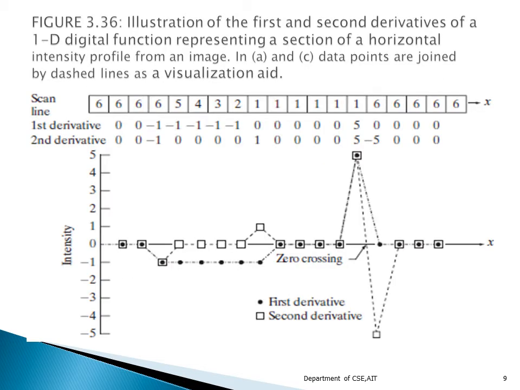Now we will see how for the second order derivative of one-dimensional digital function, we are going to get the output. The one-dimensional digital function what we have taken here is a section of the horizontal intensity profile from an image. That means the scan line what I have considered here is one row of information in an image. So image is nothing but it will be having multiple rows and multiple columns. Among that I have taken only one row for input over here. So in the second order derivative we have the formula f of x plus 1 plus f of x minus 1 minus 2 f of x.